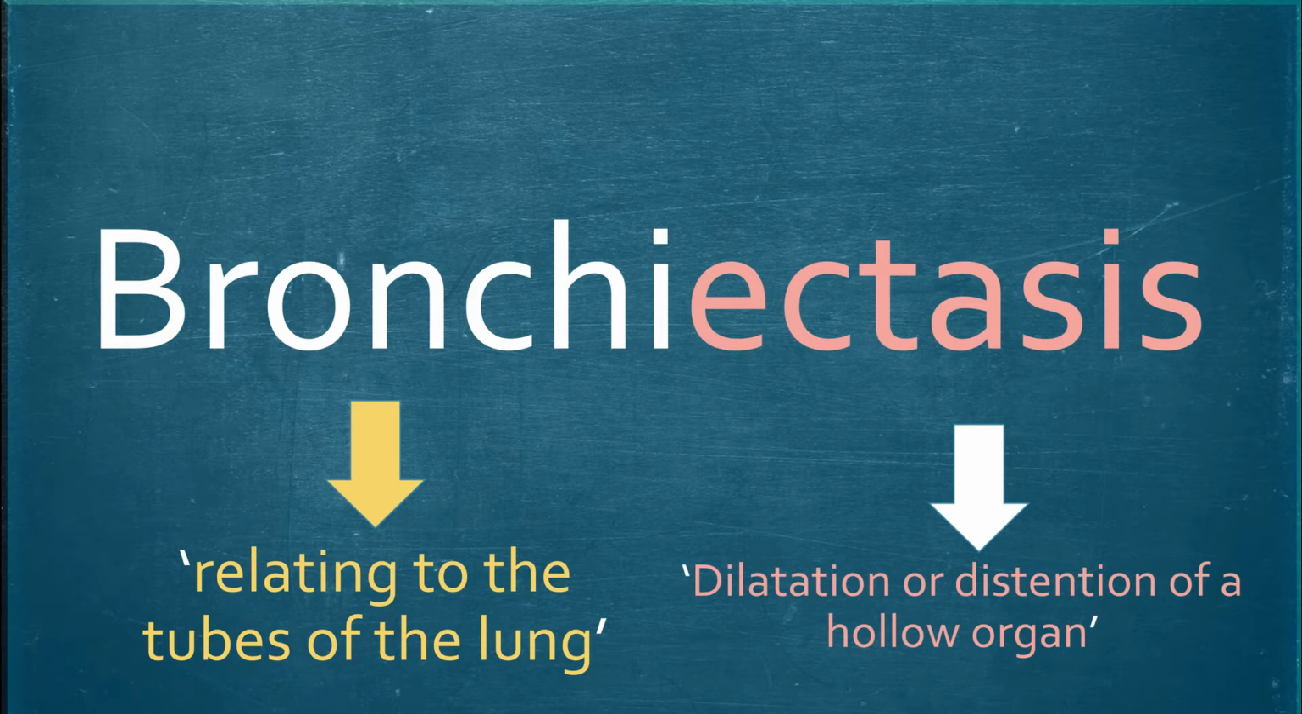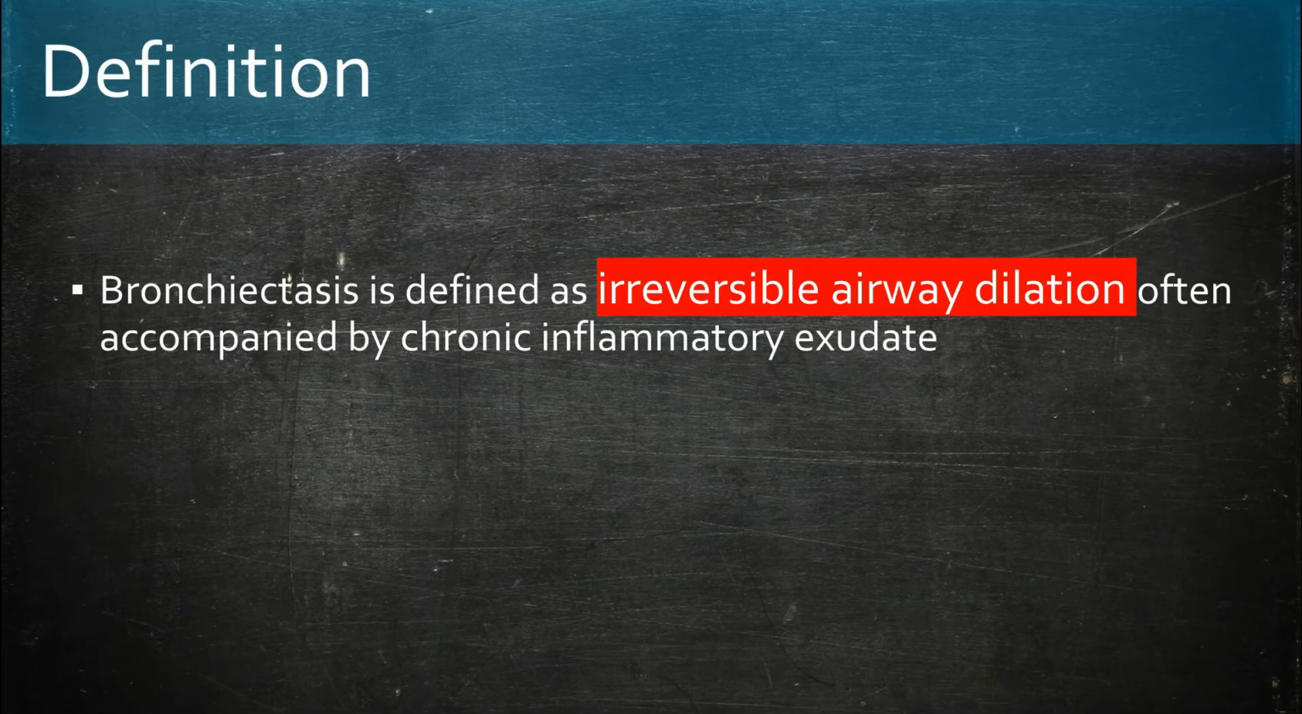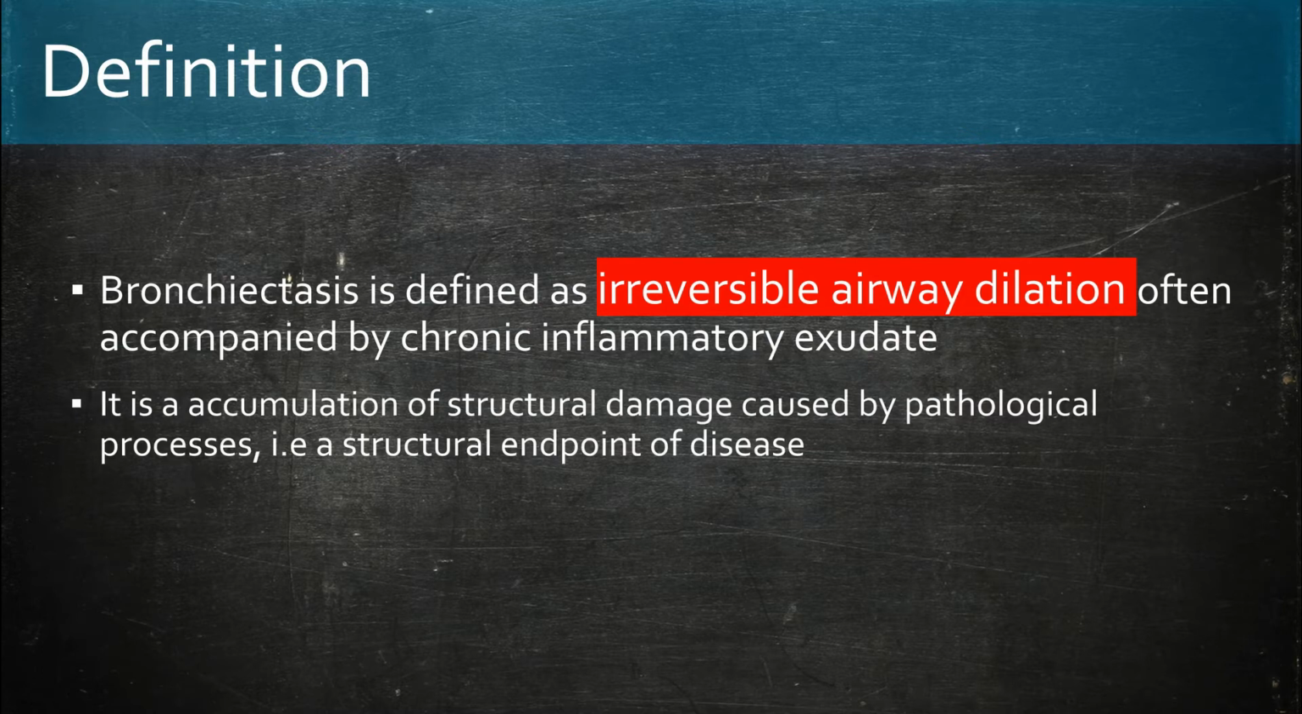...to the tubes of the lung, and ectasis is Greek for dilatation or distension of a hollow organ. Bronchiectasis is therefore defined as irreversible airway dilatation, often accompanied by chronic inflammatory exudate. It is essentially an accumulation of structural damage caused by pathological processes, i.e. a structural endpoint of disease.